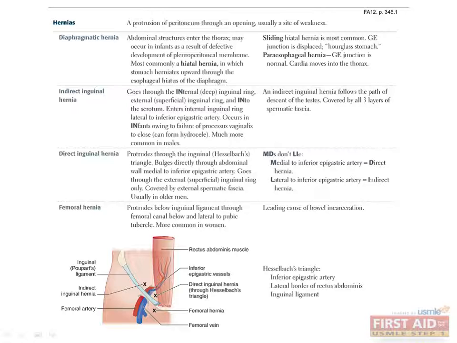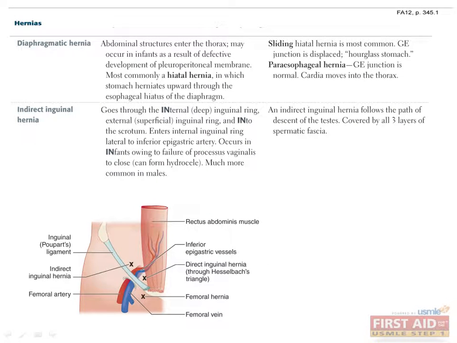Now we'll review 4 types of hernias in more detail. A hernia, as you know, is simply a protrusion of peritoneum through an opening, and the hernias we're interested in are indirect and direct inguinal hernias, which we just mentioned, and diaphragmatic hernia and femoral hernias, which we'll talk about in a second.